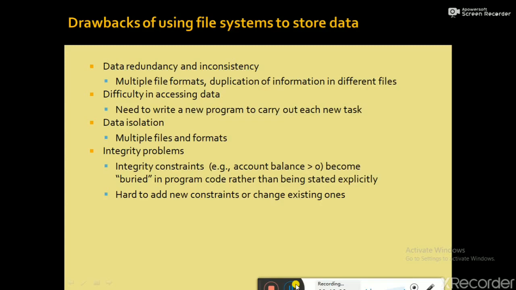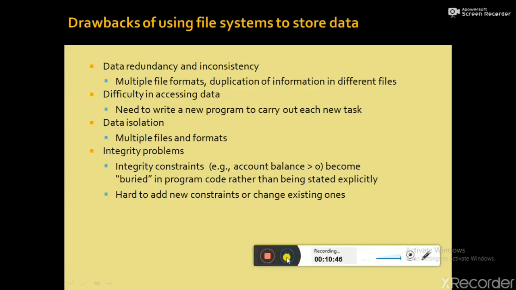So the point here is that the normal file processing system does not allow the needed information to be retrieved in a convenient and efficient manner. The next drawback is data isolation. Data isolation means the data stored in a file processing system are scattered in various files and the files are of different formats. So writing an application program to access different kinds of file formats is very difficult.